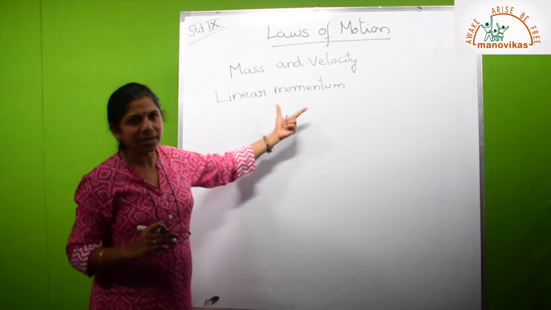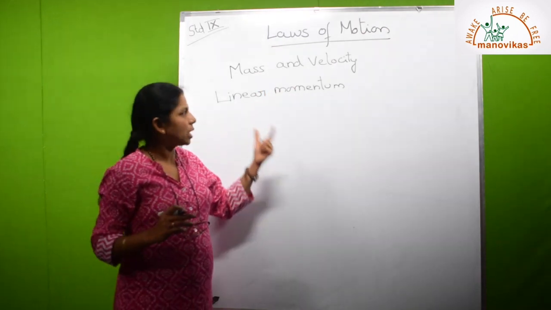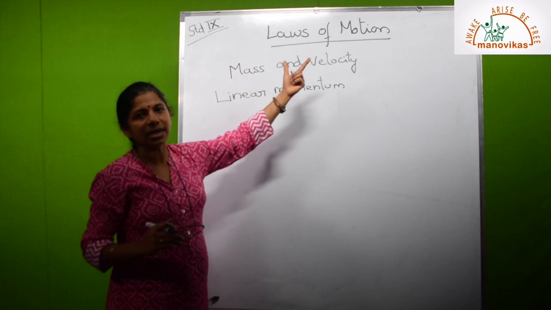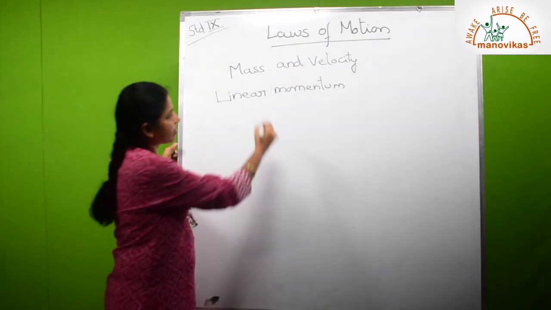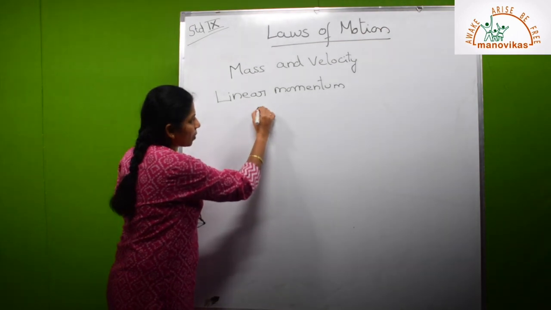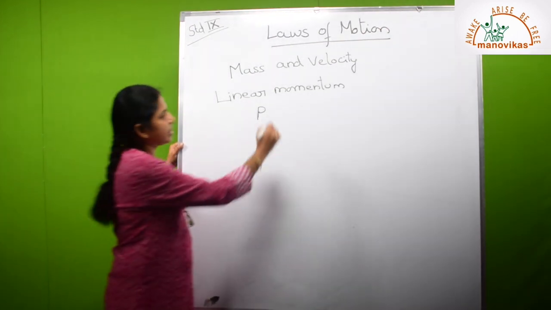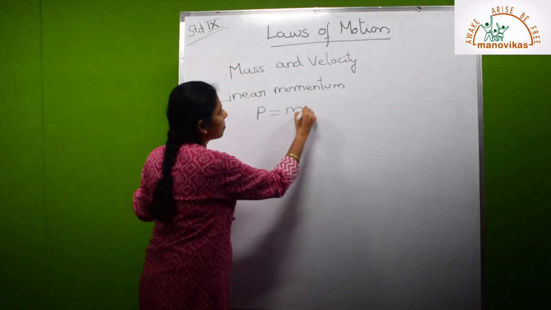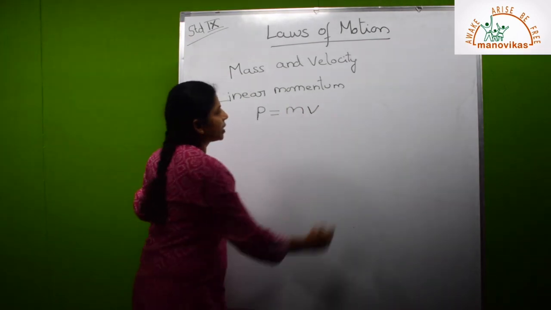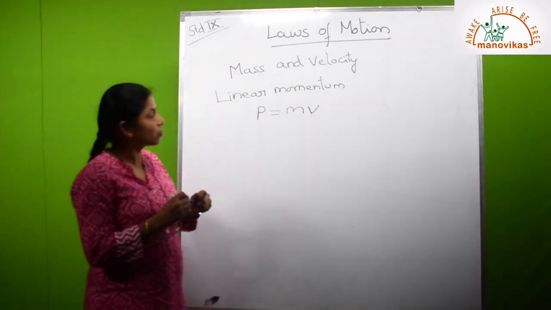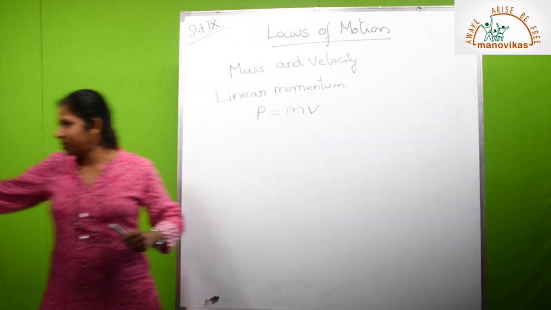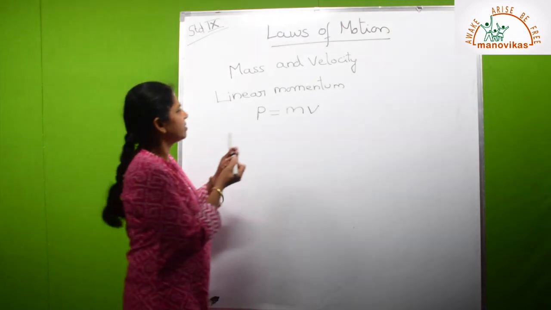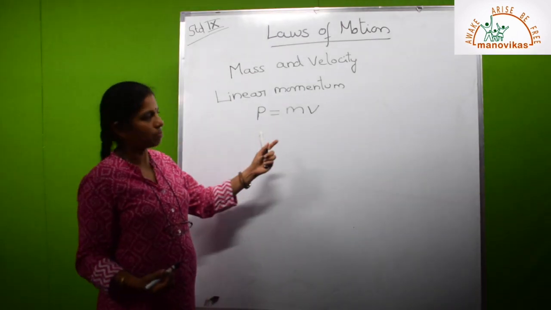Now what is this linear momentum? It is the product of mass and velocity. Linear momentum is denoted by small p. This small p is equal to mv, where m is the mass of the object and v is the velocity of the object. p is the linear momentum.